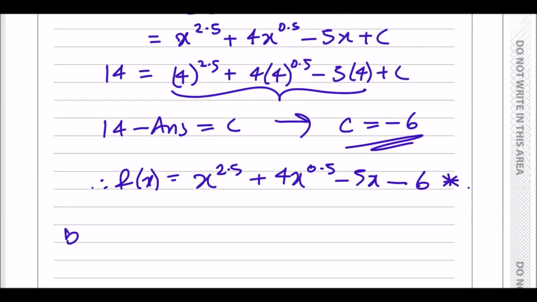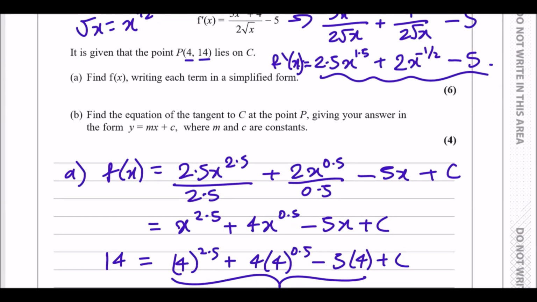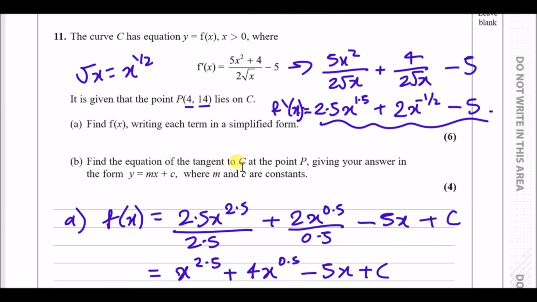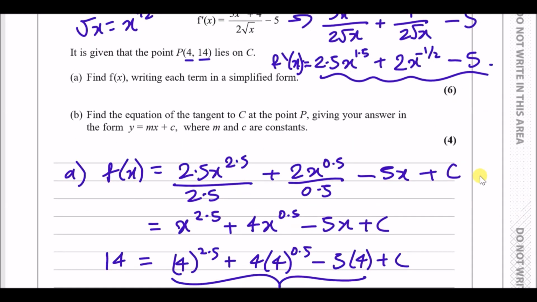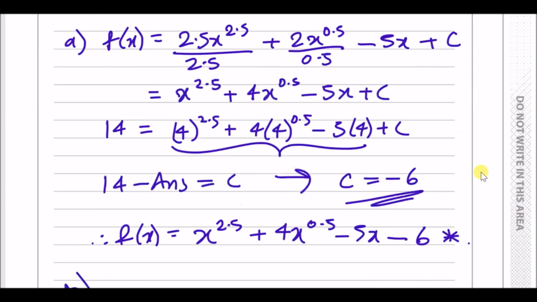Okay. So B is saying, find the equation of the tangent to C, so the tangent to the curve. A tangent is a straight line, by the way, at the point P, which is at (4, 14). Giving your answer in the general y equals mx plus c form, where m and c are constants. Okay, let's have a look at that then, yeah?